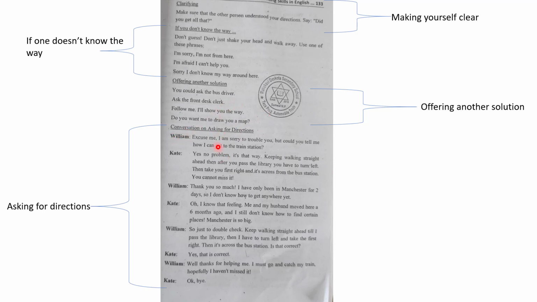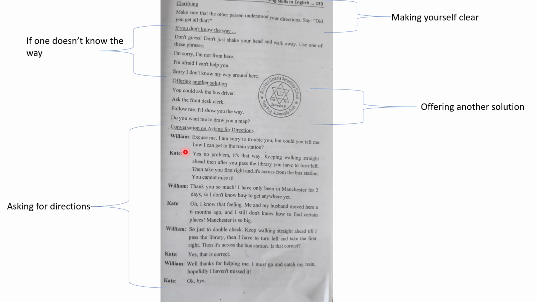Conversation on asking for direction. So here's a general conversation of what it looks like with proper dialogues. Here, a conversation between William and Kate. William says, excuse me, I'm sorry to trouble you, but could you tell me how can I get to the train station? So he wants to go to the train station, but he does not know the way.